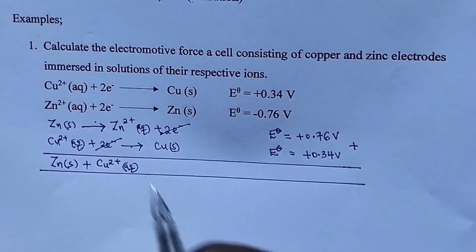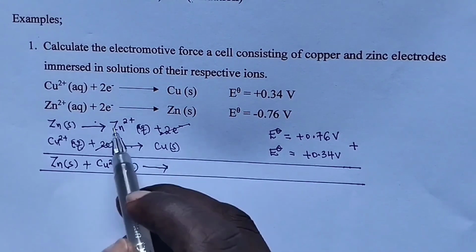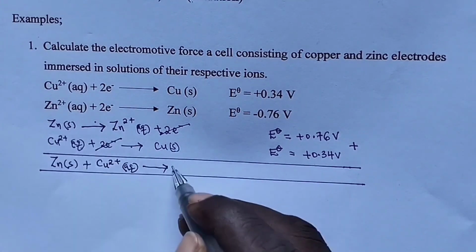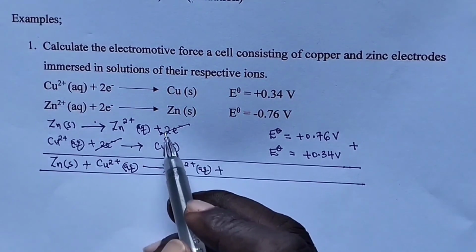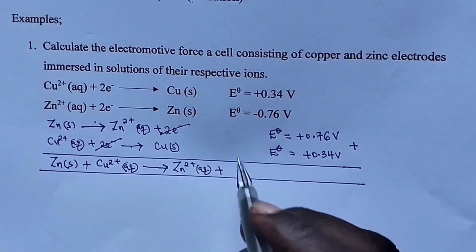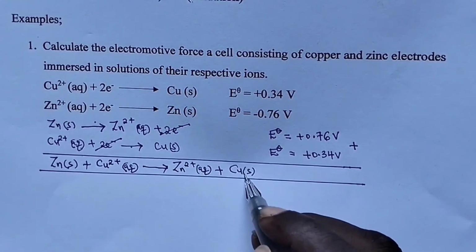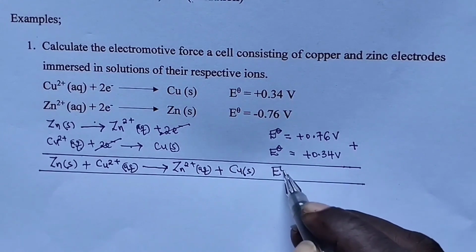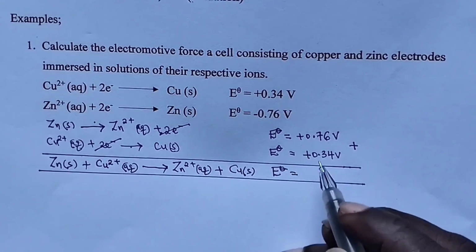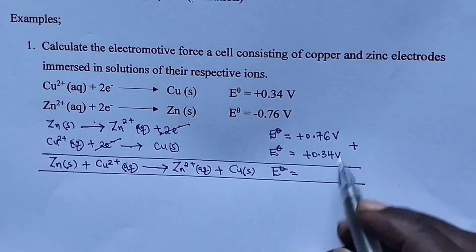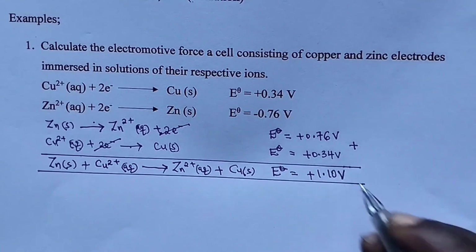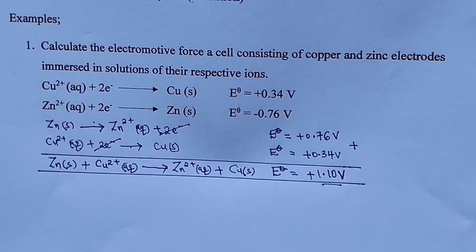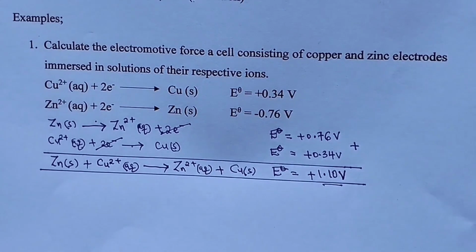Then we are done with the reactant, we go to the product side. We write the arrow. Here we are having zinc 2+ ions, which is not on the reactant side. So we are going to write zinc 2+ ions aqueous. Then plus. This one we have already cancelled. We go again to the other product, which is copper solid. So we are going to write copper solid. Thereafter, what we are going to do is sum up or add these two standard electrode potential values. So we are going to have plus 1.10 volt. So we have calculated the electromotive force of a cell consisting of copper and zinc electrodes. That's how we are going to do it.